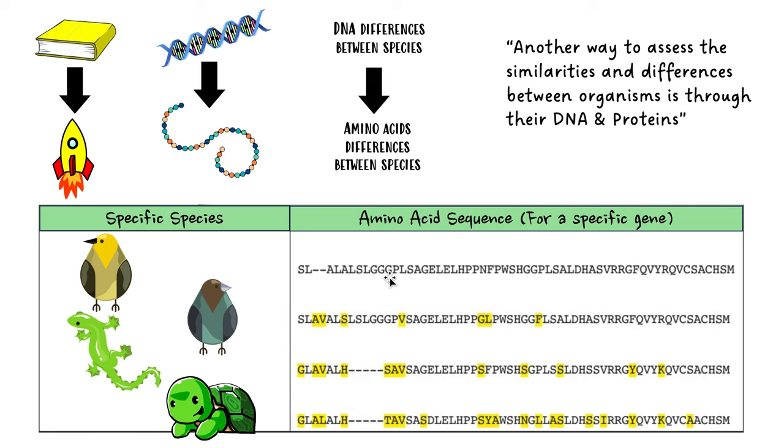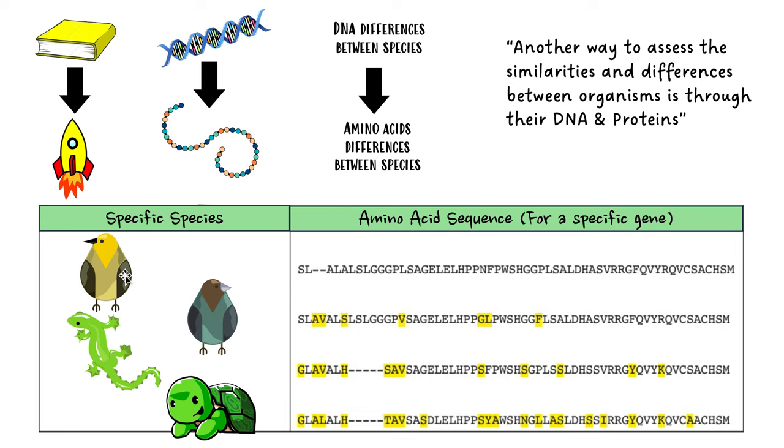So don't get confused. We can see that between these two species, this is not surprising because these two are birds. Even though they may be different species, they are very similar. You can see in their amino acid sequence there are very few differences. These yellow bits are where they are different. Where this one has an L, this one has a V. Where this one has an NF, this one has a GL. Very few differences, because they are similar organisms, so their DNA is not that different.